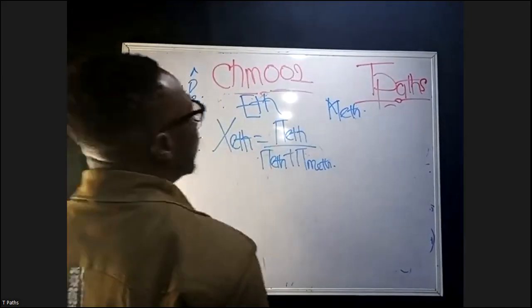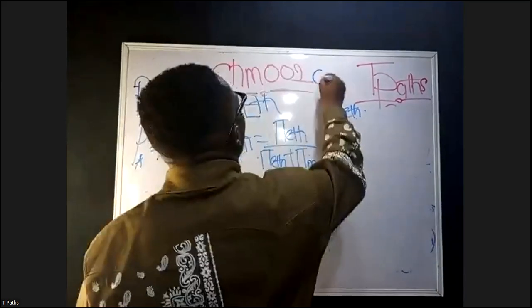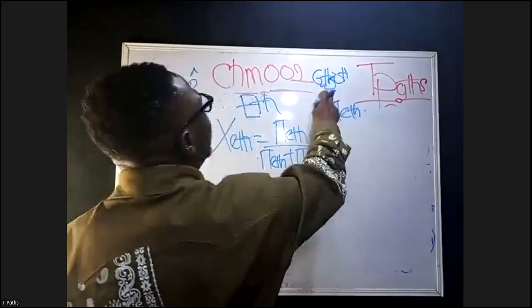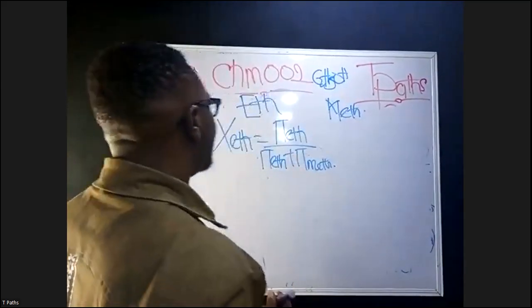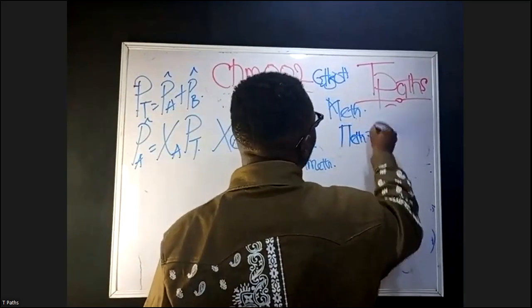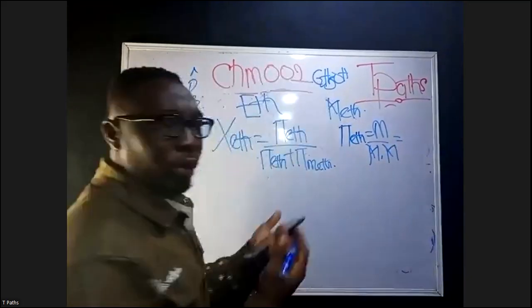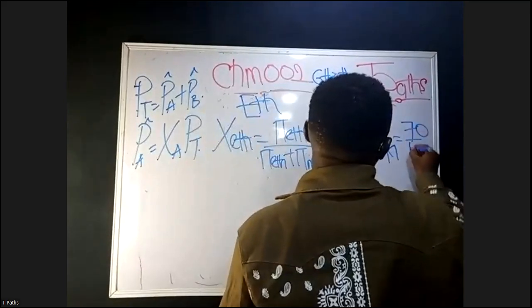Ethanol is C2H5OH. So 12 times 2 is 24, plus 5 is 29, plus 1 is 30, plus 16 is 46. So we need to get the number of moles of ethanol. The moles of ethanol is equal to the mass over the molar mass. And what is the mass of ethanol? From the question, the mass is 70, so 70 over 46.